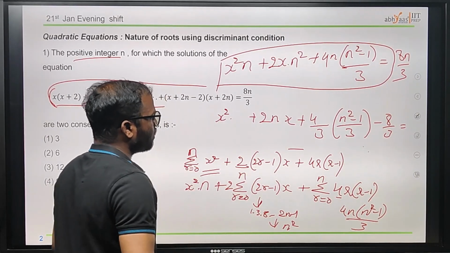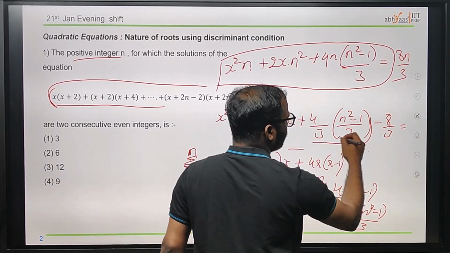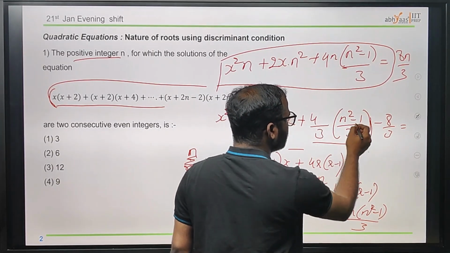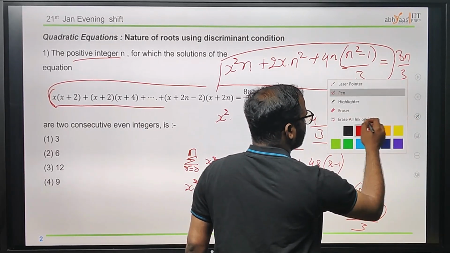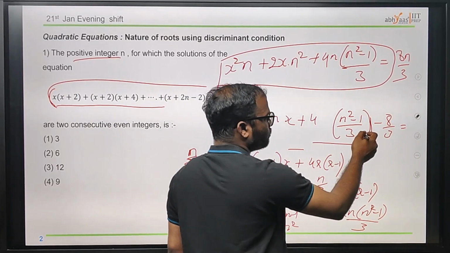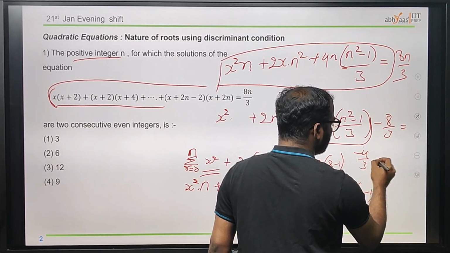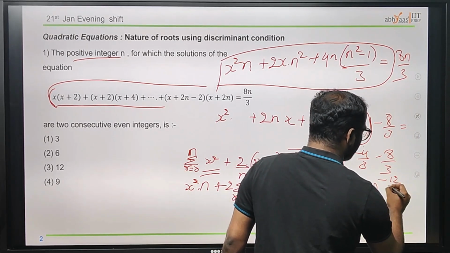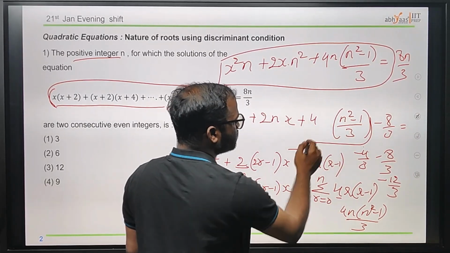Okay, now we have x square plus 2nx, and just some constant term here, we have to subtract it and we will get the answer. See here we have 4 by 3 and 1 by 3. Oh sorry, we don't have 1 by 3 here, sorry for that. Okay, now here we have minus 4 by 3 and minus 8 by 3, so minus 4 by 3 minus 8 by 3, which will be minus 12 by 3, and this will be 4n square by 3.